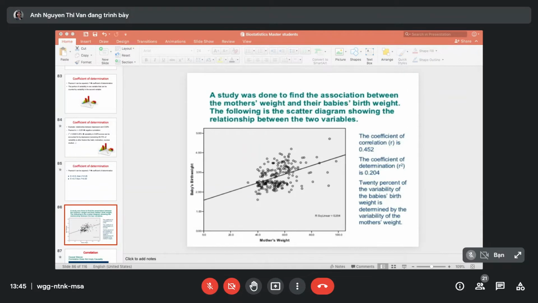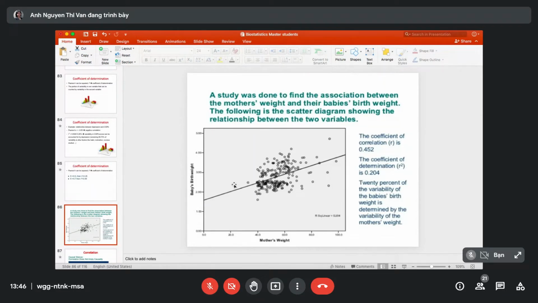A study was done to find the association between the mother's weight and their baby's birth weight. The following is the scatter diagram showing the relationship between the two variables. The coefficient of correlation is 0.452 and the coefficient of determination is 0.204. Now you can say about the correlation between the two variables.